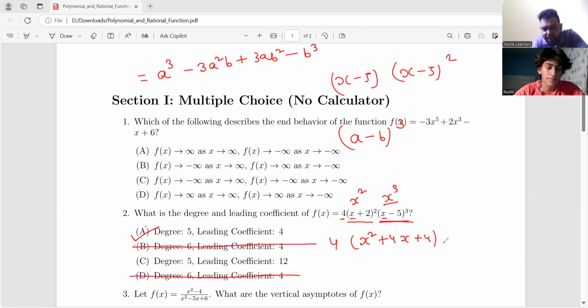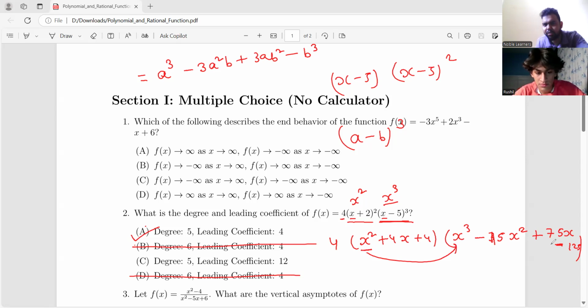So now you can expand. That is going to be x cube. That is going to be 3a square, that means negative 3, and you are going to write x square and then 5. So 15x square, correct? And then you are going to write plus 3ab square, that means 25 times 3 is 75. So 75x. And then after that, negative b cubed, negative 5 times 5 times 5, so 125.